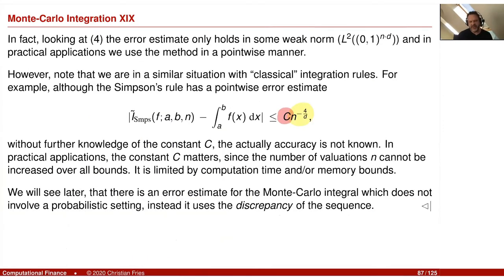In many applications, you really do not know the constant, or it's maybe very hard to get the constant. If you have the fourth derivative of your function, then maybe you already know so much about the function that you could perform a better integration. So in practical applications, even classical integration rules have this problem that you know the convergence rate in terms of n, you know how you improve, but you do not really know the error bound. So this is a remark on the probabilistic nature of the error bound of the Monte Carlo integral. You also have this kind of uncertainty in classical integration rules if you do not know the constant in front. Of course, you know the convergence rate, but often n is also limited by, for example, the resources of your computer. You cannot really go to infinity with the n.